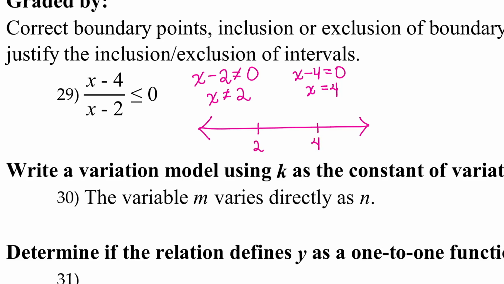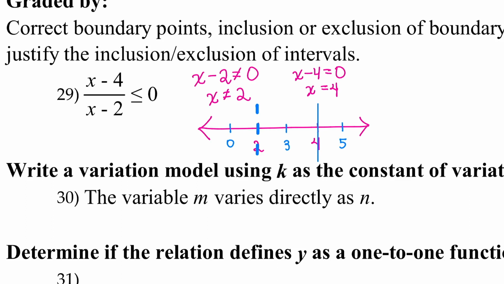Here are our test points, our critical points, and we are going to plug in some points surrounding those values. Now we can think of these kind of like boundaries there, okay? We can include 4, so I'm actually going to make that a solid line because we can include 4, but we cannot include 2 because we're never allowed to divide by 0.